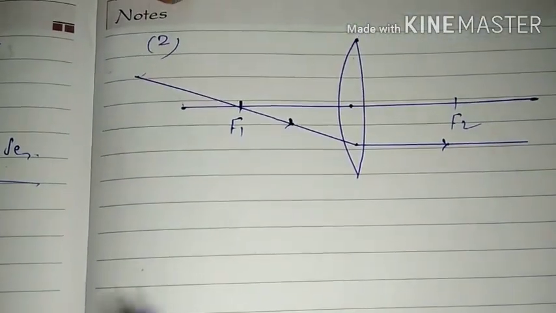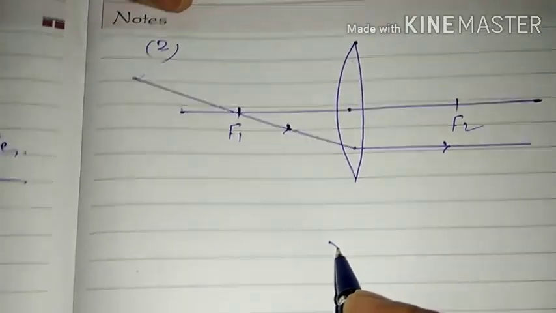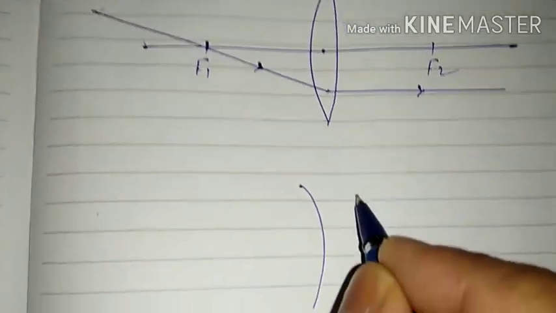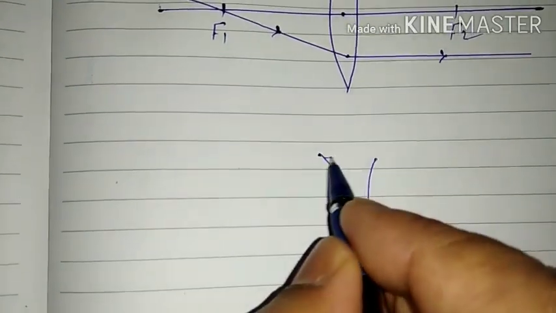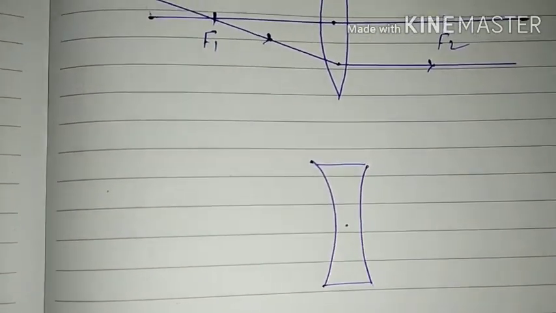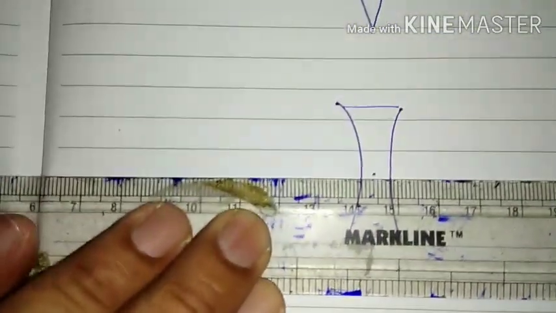Once again, what happens in this case for concave lens? See, we have a concave lens here. Concave lens. Suppose this is optical center. This is principal axis. This is our principal axis.